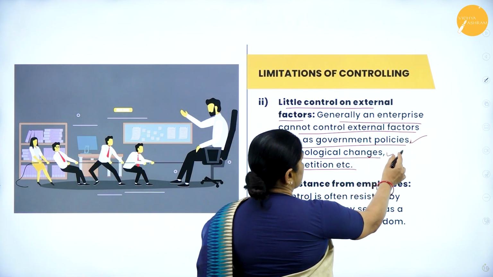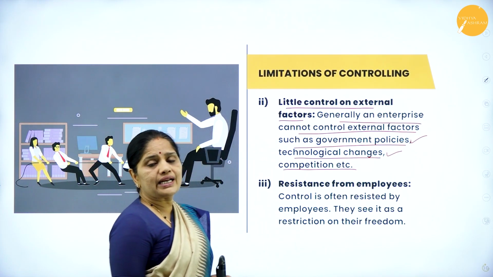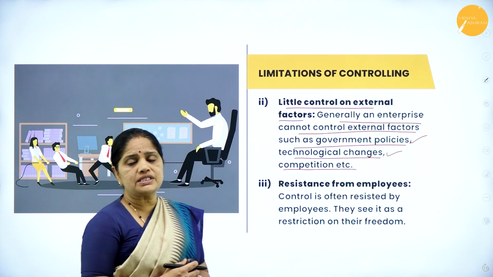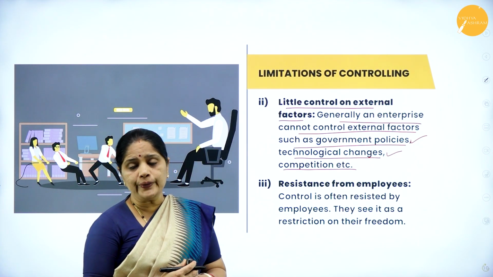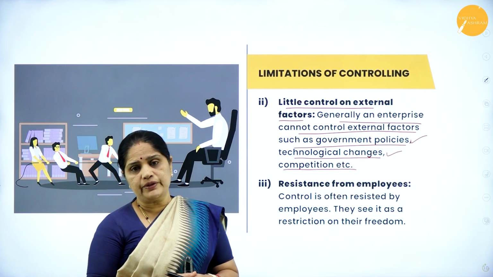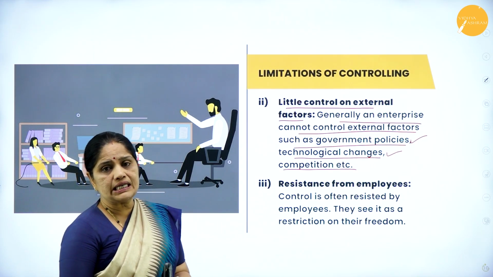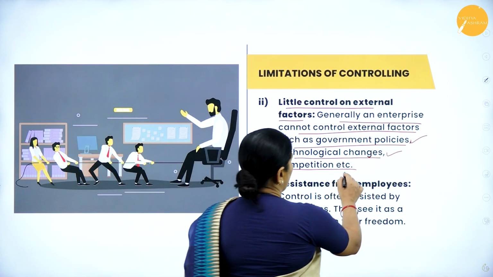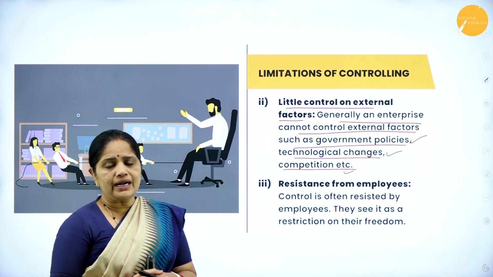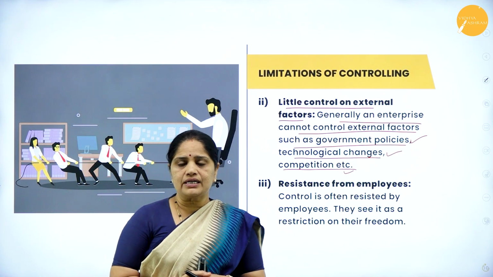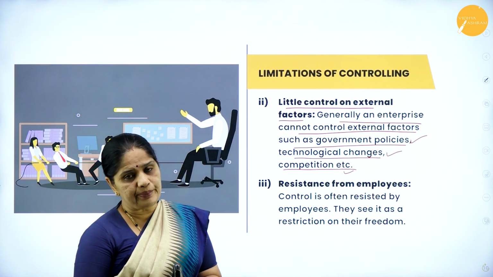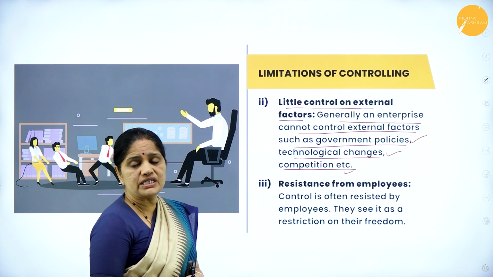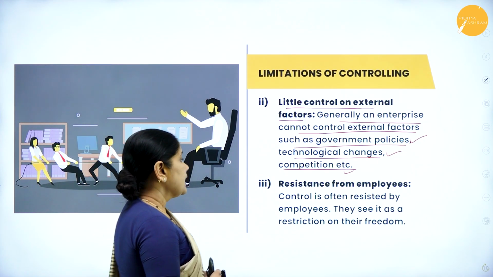Then the technological changes. When a new technology becomes available in the market, with the help of which a company is able to cut down the cost of the product, the company does not have any control over such technological changes. Then competition. We cannot control the rival products in the market. So there are certain external factors over which the company cannot have any control.